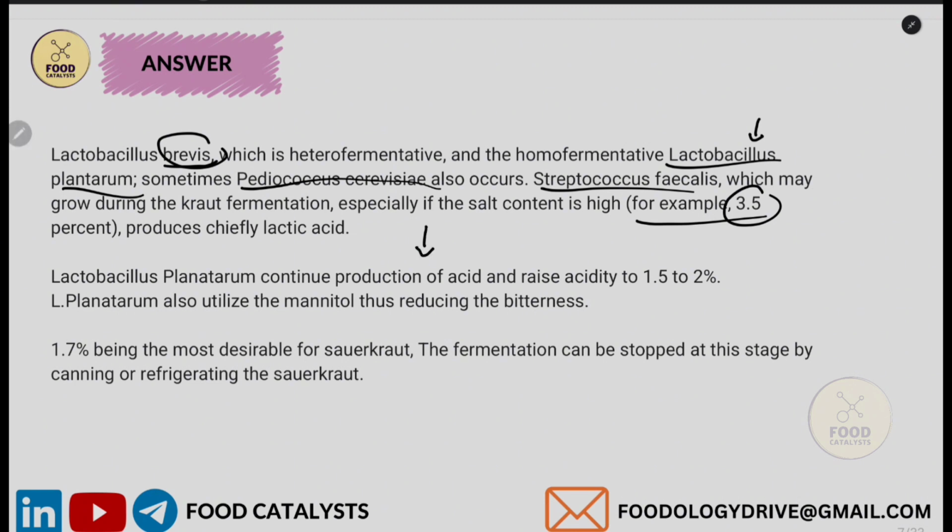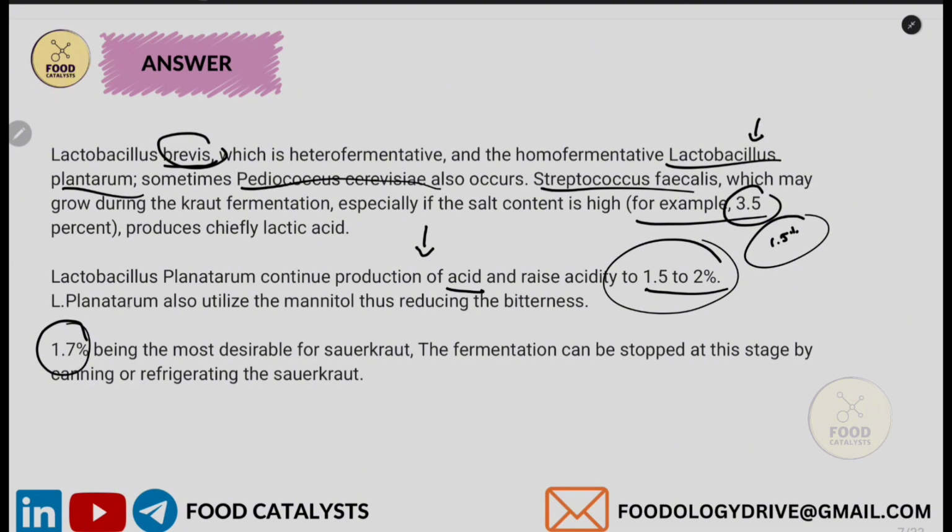This Lactobacillus plantarum will continue producing the acid. What acid? Lactic acid. And it will raise the acidity to 1.5 to 2%. Now see, the desirable lactic acid content, even though it is actually only 1.5%, most desirable is actually 1.7%. They might ask this question also. So the most desirable value for lactic acid is 1.7%. So this specific Lactobacillus plantarum will produce in the range 1.5 to 2.